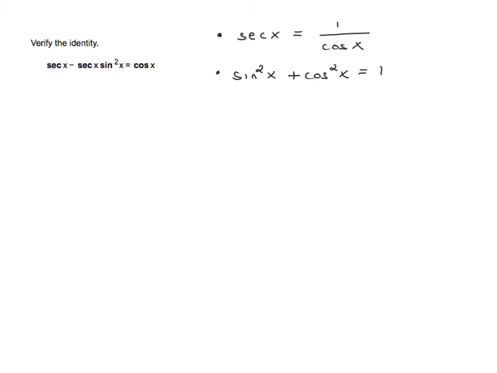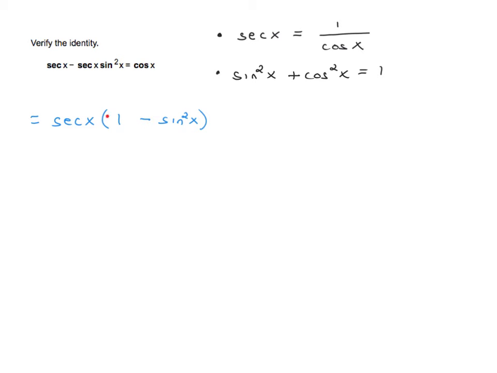So, all right, to begin, I think what I'll do is, on the left side, there's a secant of x in both terms on the left. I'm going to try factoring it out. So I have secant of x, and I'll set up some parentheses. So this side is equal to secant of, and what's left over will be 1, and then just sine squared of x. So it's 1 minus sine squared of x.